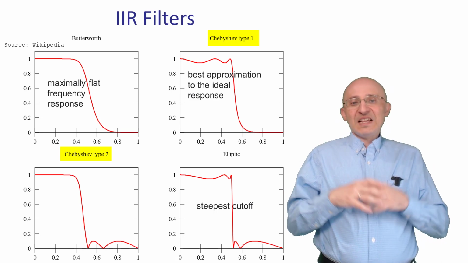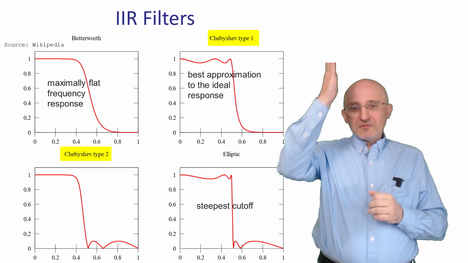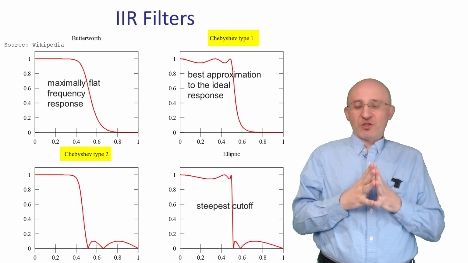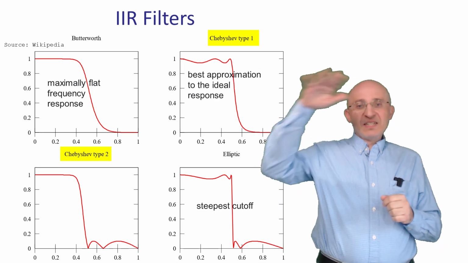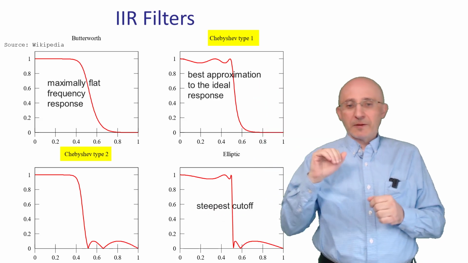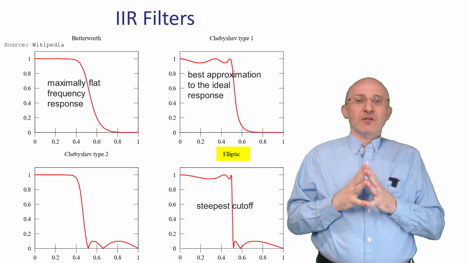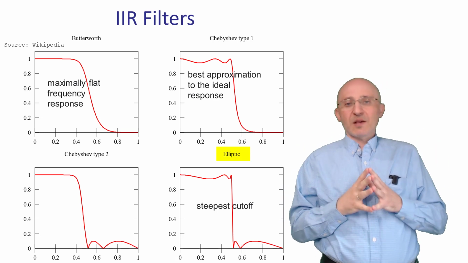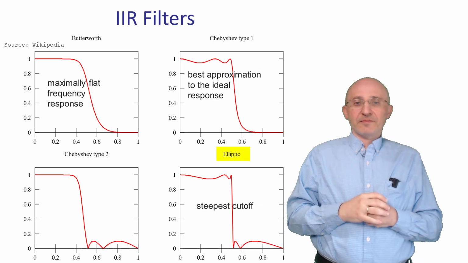Now, these ideal shapes could be flat, then a straight line, and again flat. So Chebyshev is the closest one to that type of shape. But it has some sort of ripples at the passing band or at the stopping band. Now, you also have the steepest cutoff filter, which is the elliptic filter. And this filter also has some sort of ripple both in the passing band and stopping band.